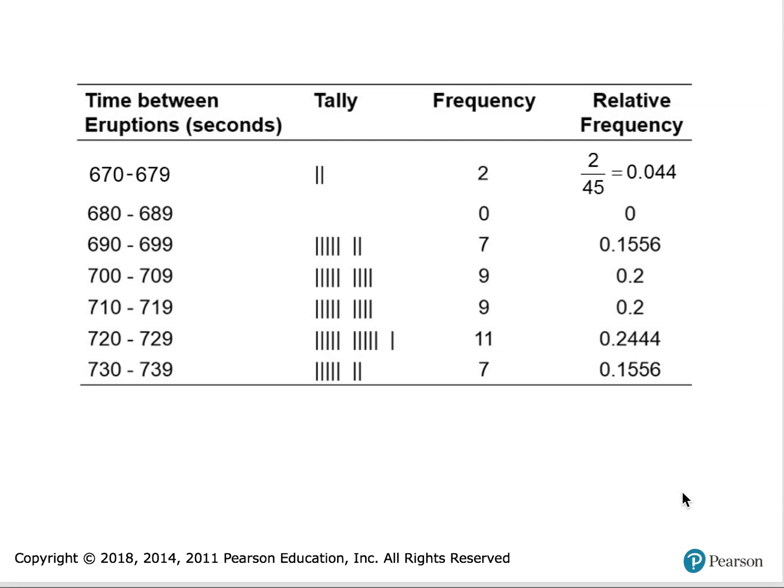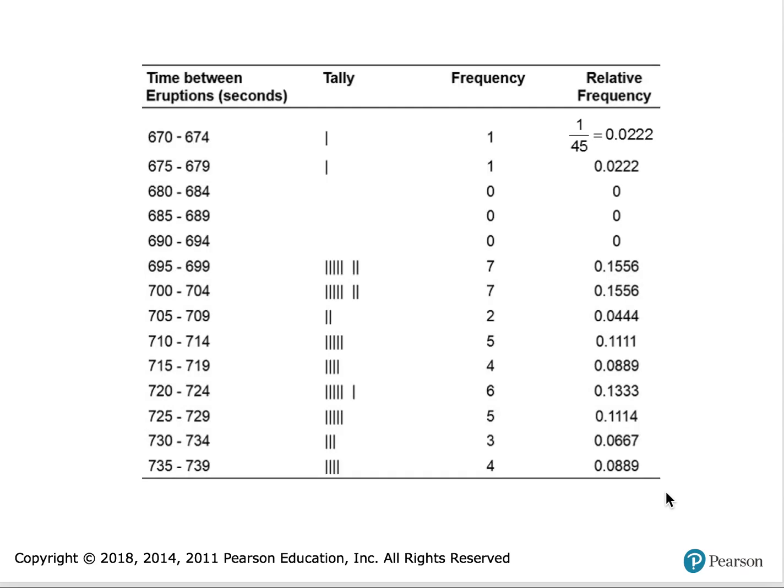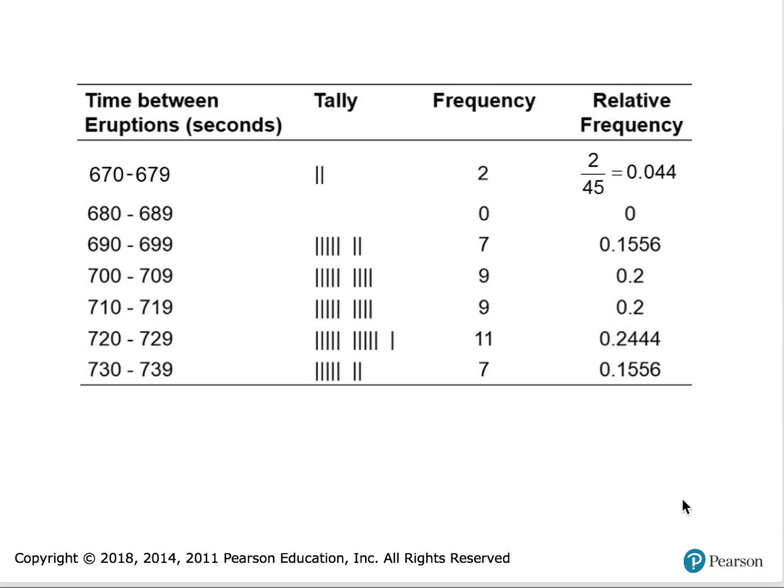Let's compare that to a display with a class width of 5. Here's what it looks like when our class width was 10. Okay, look at the tallies. Kind of tell the shape of the histogram if we laid it on its side. Okay, here it is with a class width of 5. Okay, not that one's wrong. This does seem to be a little more convenient, right?